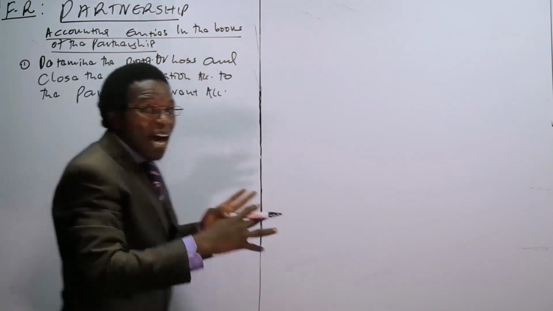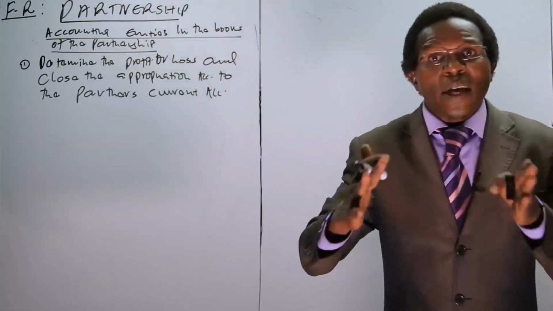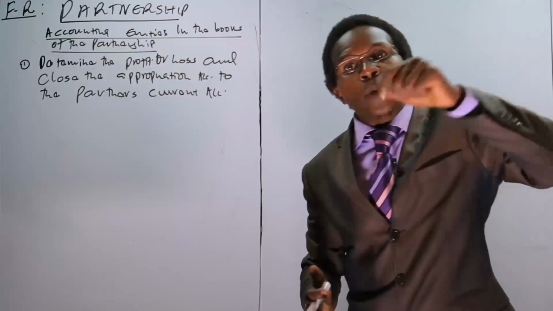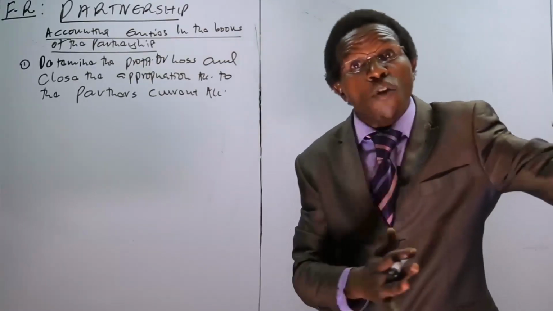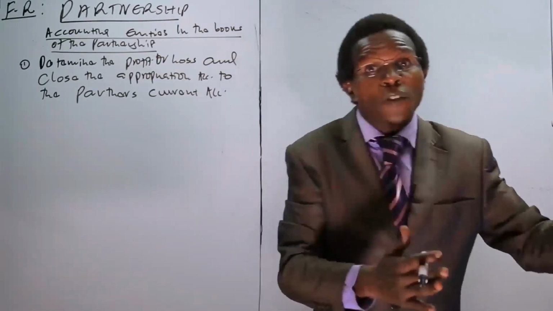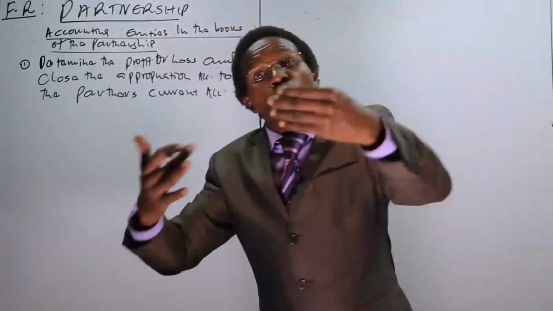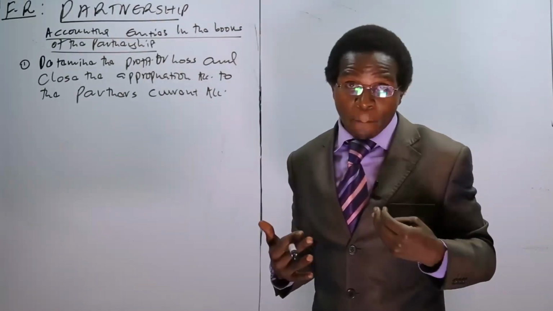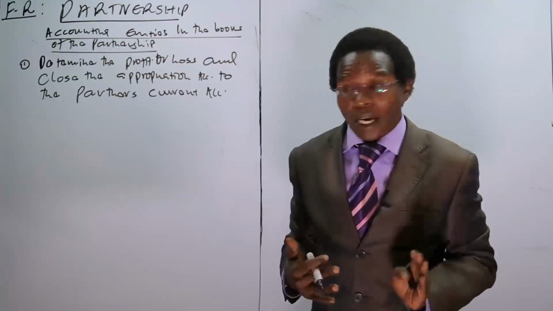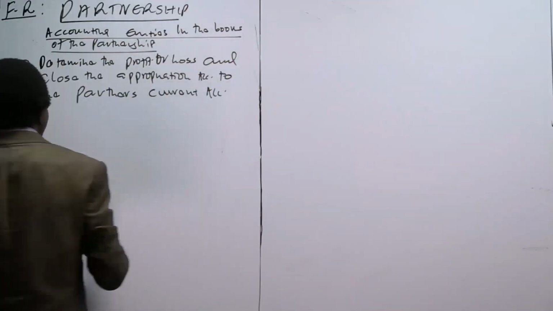The appropriation account to the partner's current account. If this had not been determined, if at the time of conversion, appropriation had not been done, meaning the profit had not been determined, or the profit had been determined, but they had not closed the books of the partners. They had not closed the partner's current account accordingly. So what do we do here?